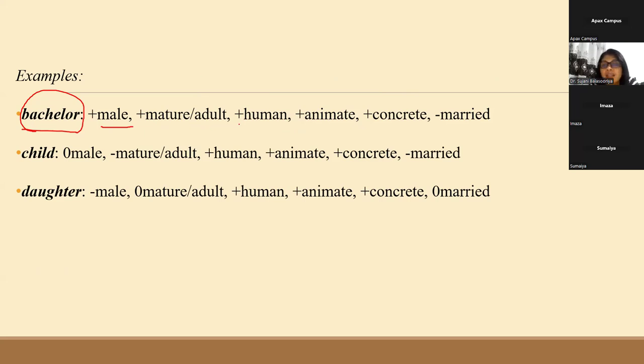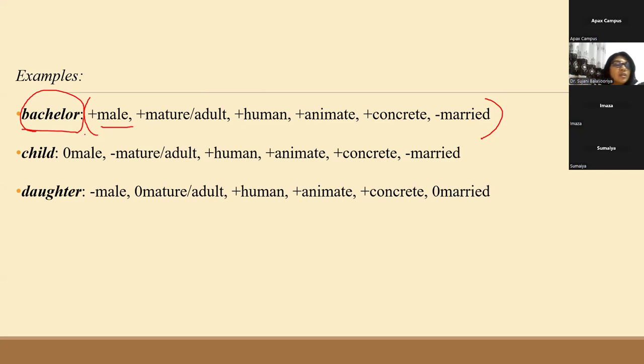and plus human. Bachelor is a human being, not an animal, right? Therefore plus human and plus animate. Plus concrete, this is a concrete noun, so plus concrete. And minus married? Because we never use the word bachelor to indicate a married person, right? To indicate a single person, you use the word bachelor. Therefore, minus married. These are the semantic features of the word bachelor. And all the time when you write semantic features, remember to use plus or minus or zero. Now zero is not relevant here. So all these semantic features are either plus or minus.